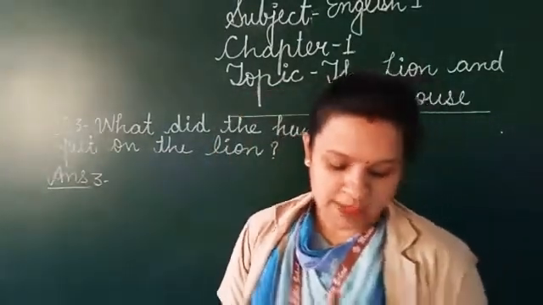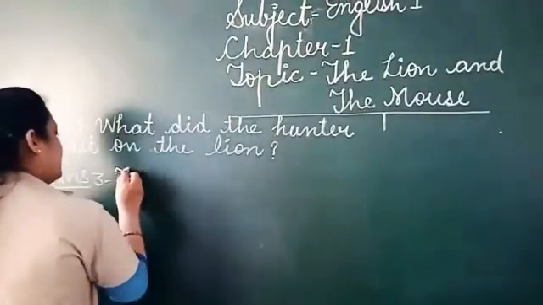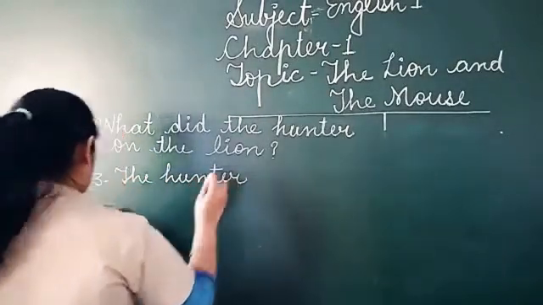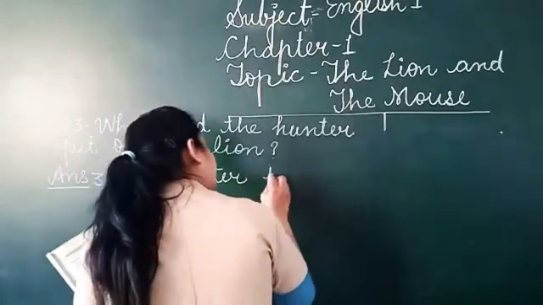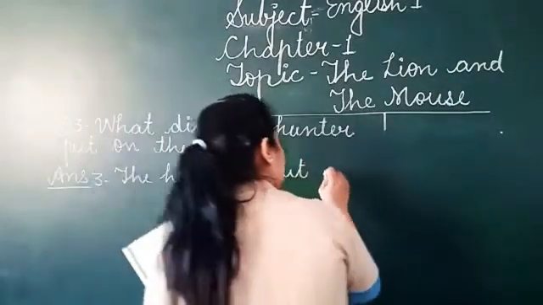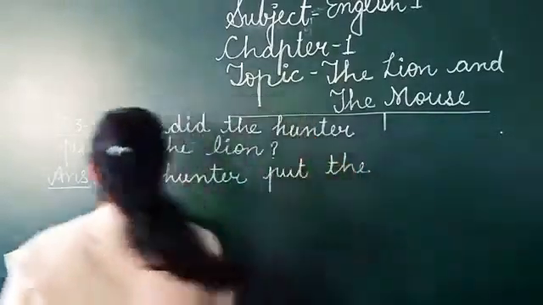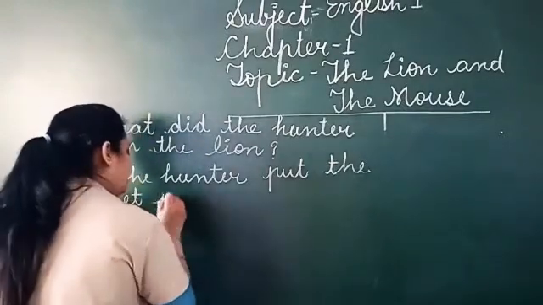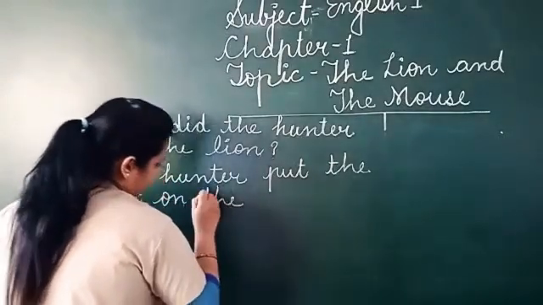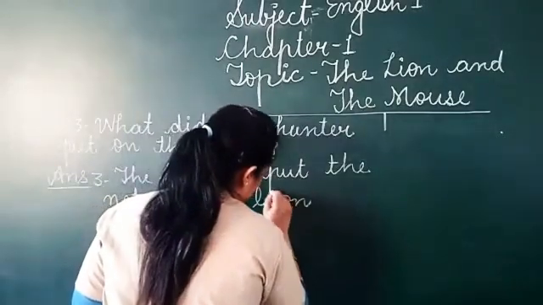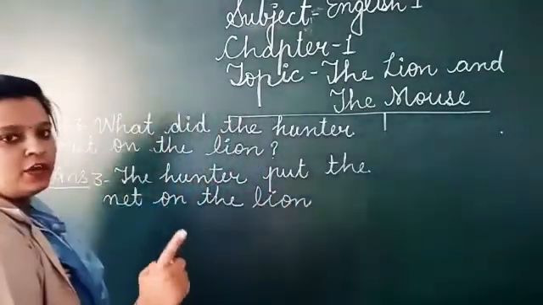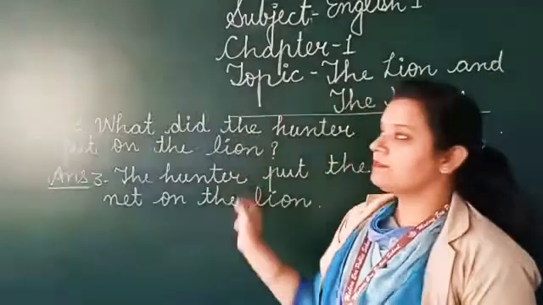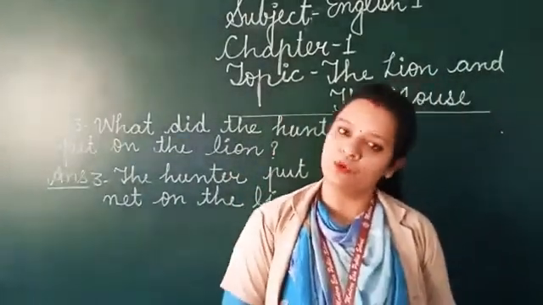Okay, so the answer is, the hunter put the net on the lion. The hunter put the net on the lion. And students, you have to do this work in your notebook and book both.